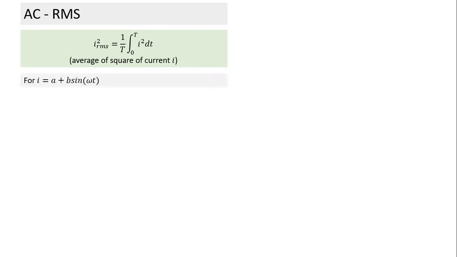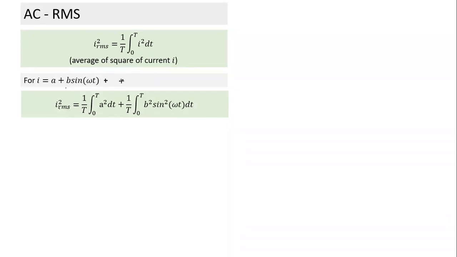Suppose the current is like this. We have done this question also. If current is something like this, what is I_RMS square? In this case also, the result is equivalent to this. What did the first term indicate? Whenever current is a sum of several terms, there's no proof given here, but the result comes something like this.